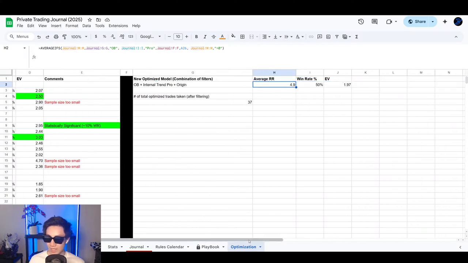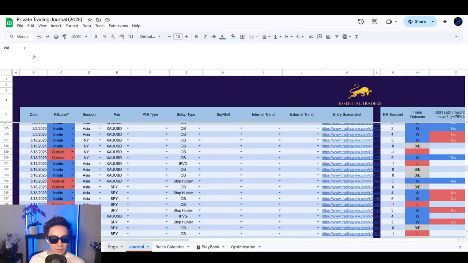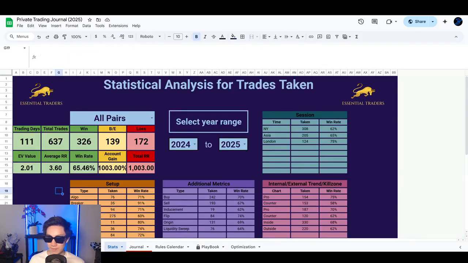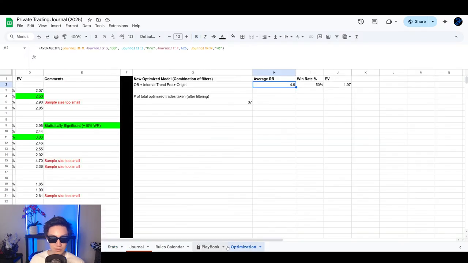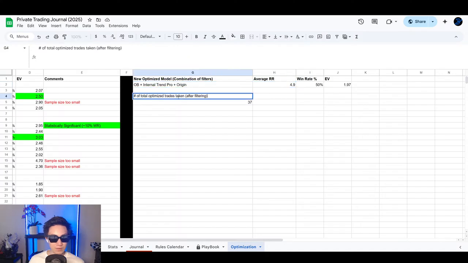So the average risk reward we got now here, guys, is 4.9, which is obviously higher than my 3.6. Do the math here, that is about a 36% difference. So quite a big difference in terms of risk reward. So now we've bumped the risk reward average to 4.9.